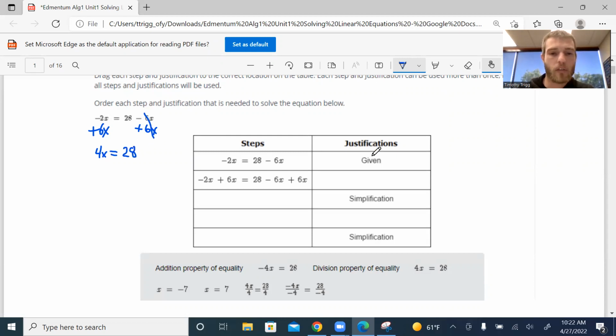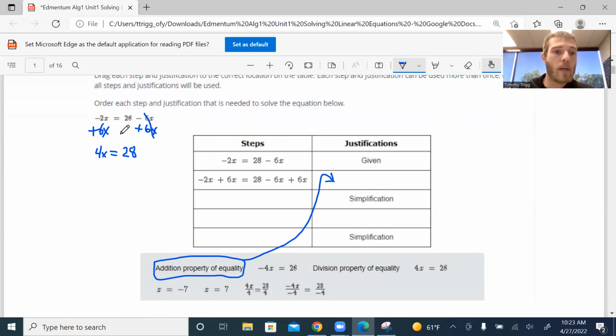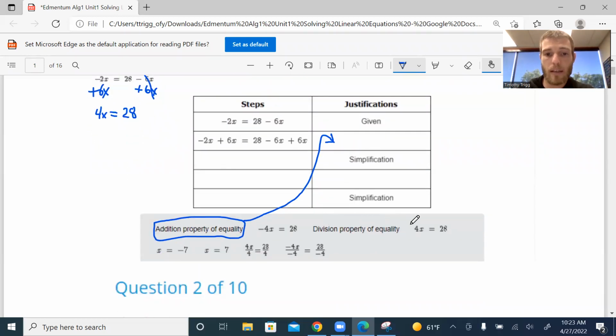Okay, now let's look at our question here. So the first thing we did was we added 6x to both sides. That's good. So whenever we add to both sides, that's the addition property of equality. So this is going to go in this first blank here. Addition property of equality. Whenever you add to both sides, that's addition property of equality. Then we simplified and got 4x equals 28. So 4x equals 28 is going to go right here.